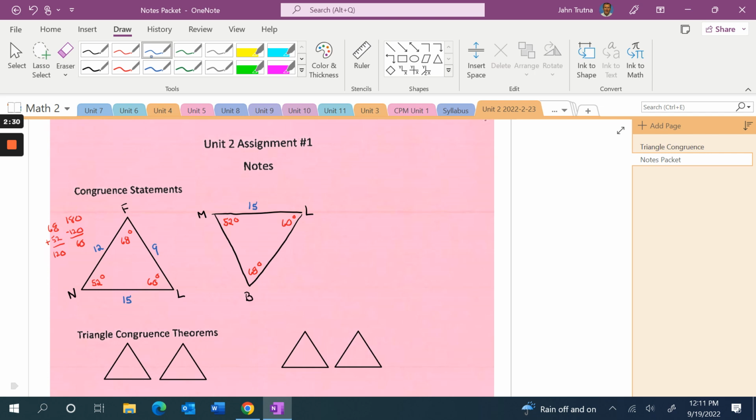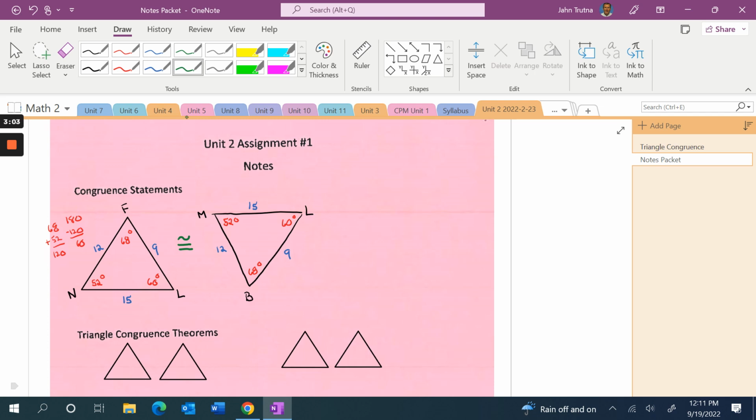Side B to M as 12, or M to B as 12, and side B to L, or side L to B, as being 9. Okay, so because all the angles in these two triangles are equal, and because all the sides in the triangles are equal, we could say that these two triangles are congruent with one another.